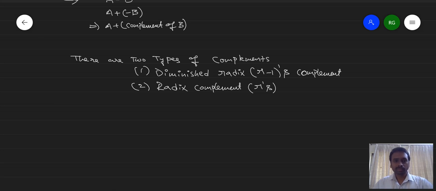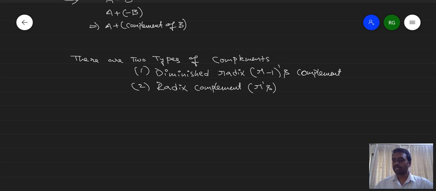You can calculate them for any number system. So far we have learned four different types of number systems: decimal, binary, octal, and hexadecimal. For any number system, we can calculate two types of complements. One is called the r minus 1's complement, also known as the diminished radix complement. The second one is called the r's complement. If the number system changes, the value of r changes, and based on the number system, there are two possible complements for each number system.